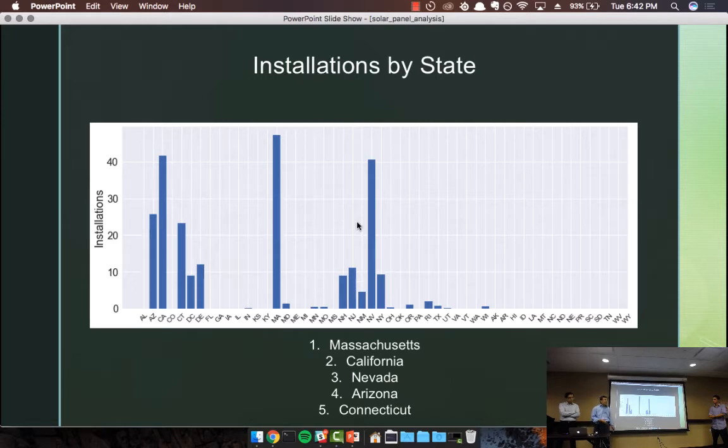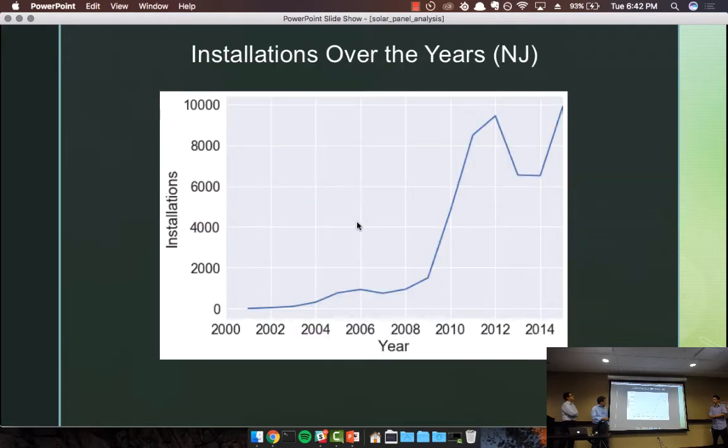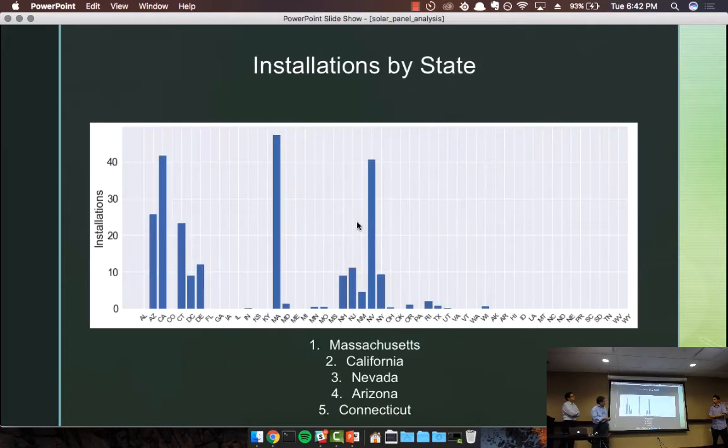We think that this more accurately reflects how passionate the people in each state are about solar panels. You can see the number varies, but the top 5 states are Massachusetts, California, Nevada, Arizona, and Connecticut.